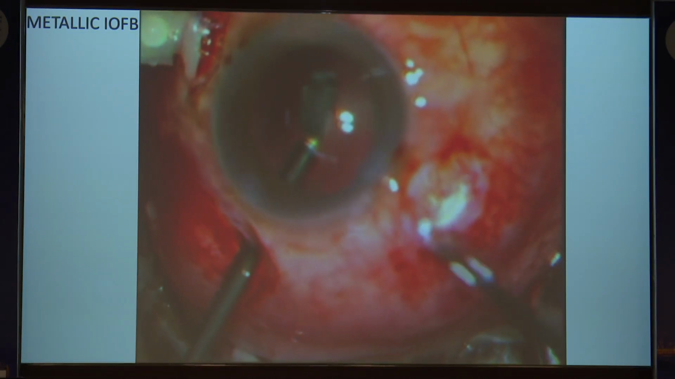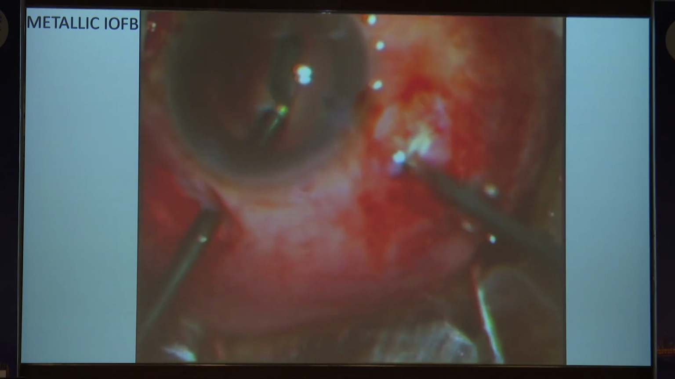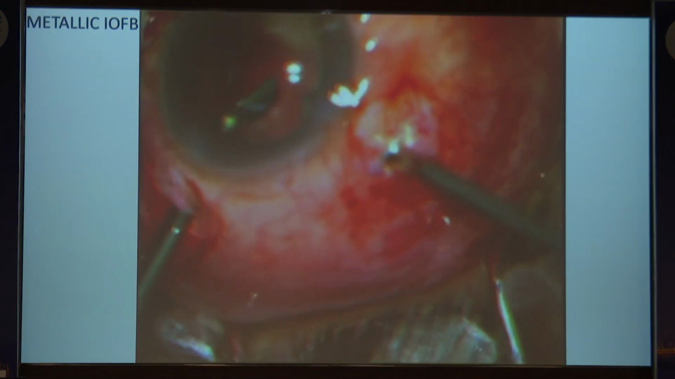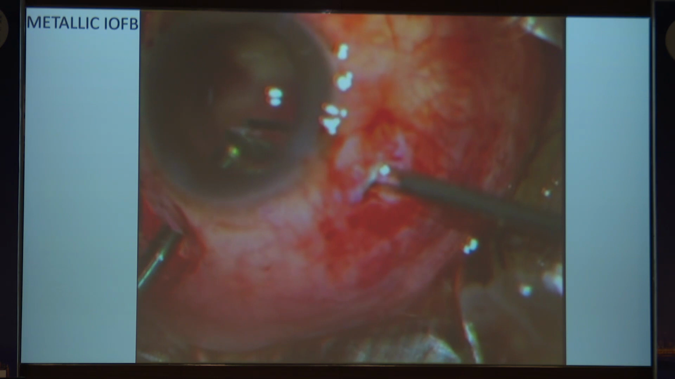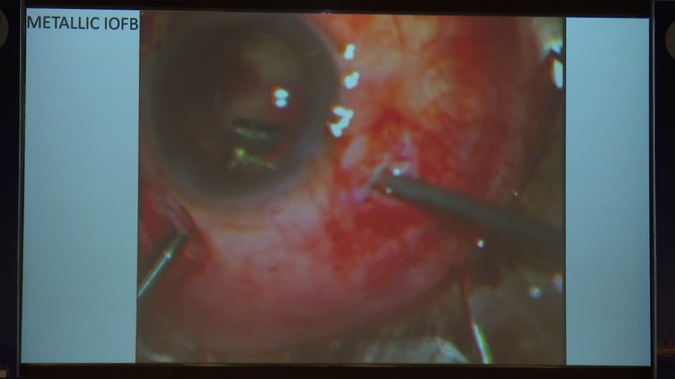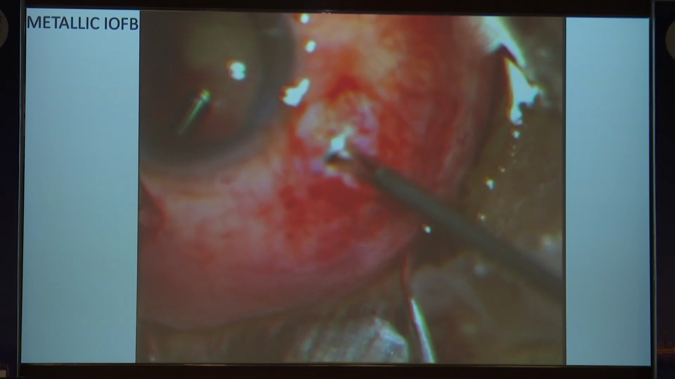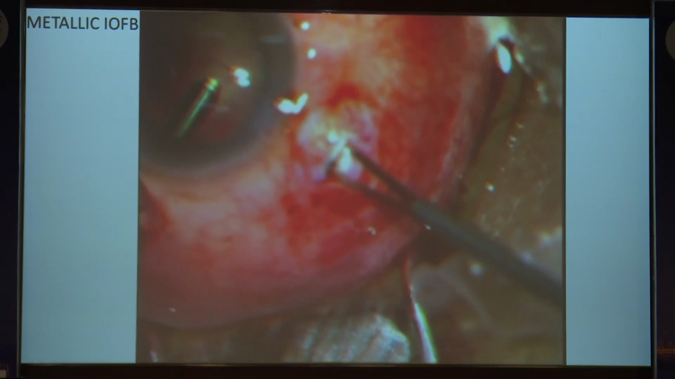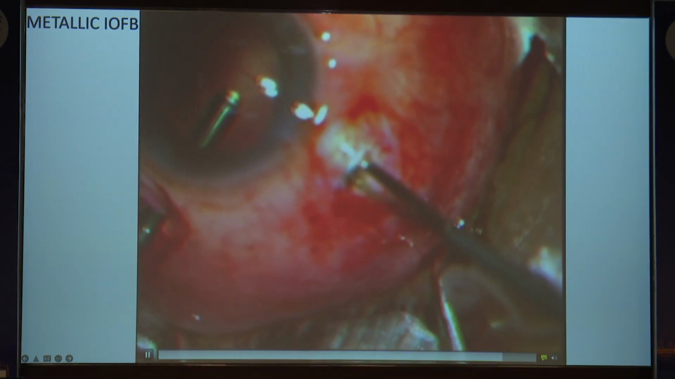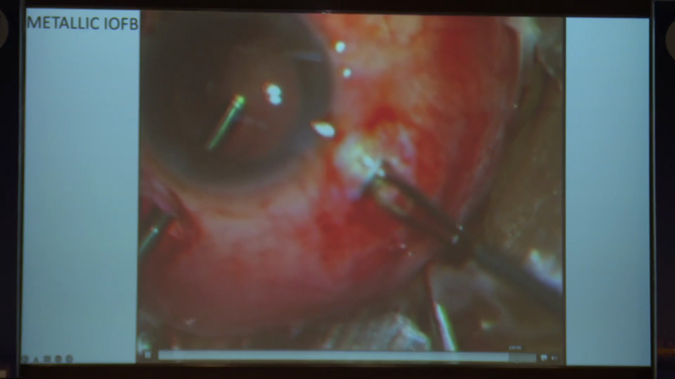And then here using a handshake technique, because when you're bringing it out with the magnet, it can get engaged at the internal wound of the sclera. So this is the handshake technique. You are using an end grasping forceps on the other side and bringing it out through the sclerotomy because the wound was still small.